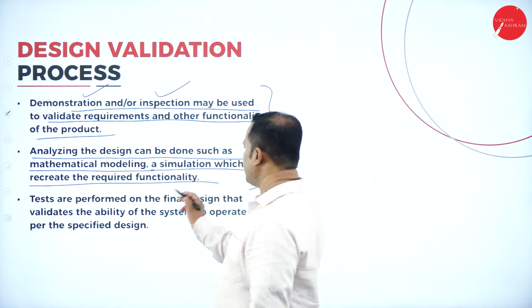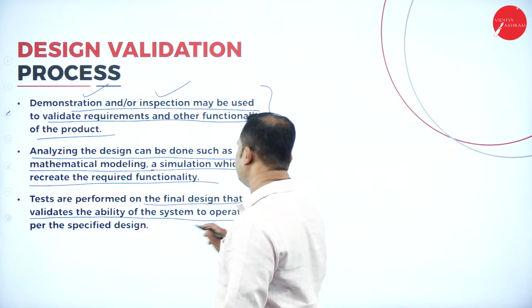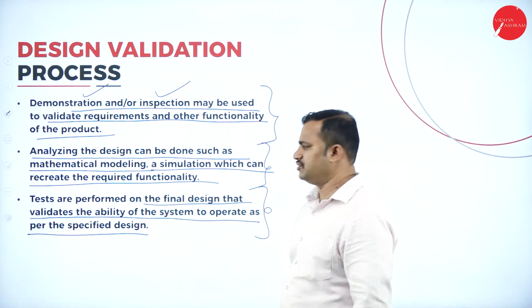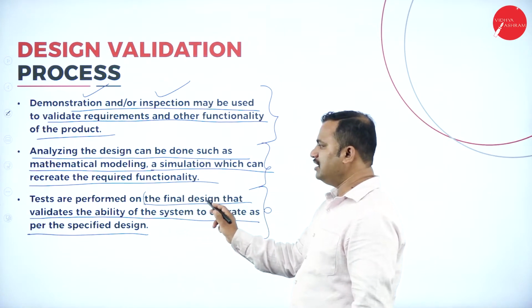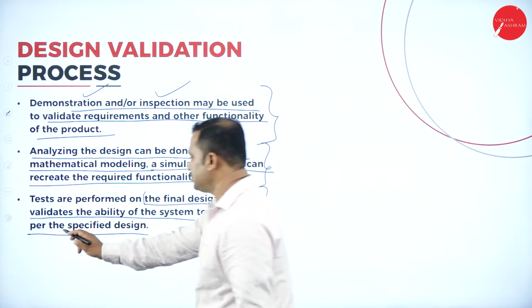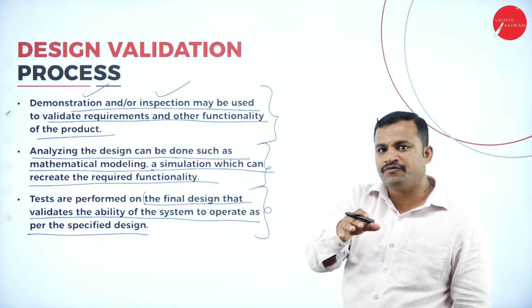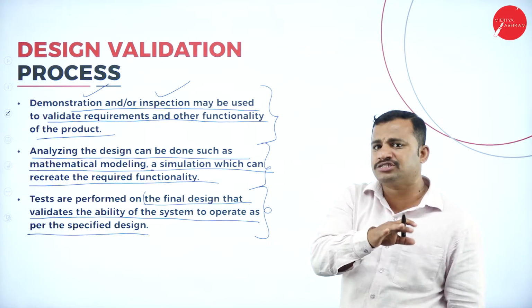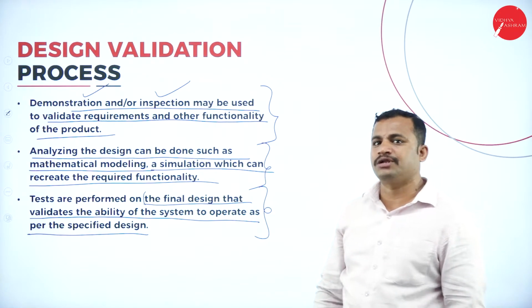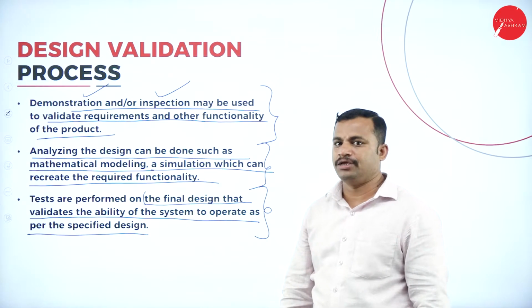Then, tests are performed on the final design that validate the ability of the system to operate as per the specified design. What is the meaning of this? Please look at it. The final design validates the ability of the system to operate as per the specified design. That means we have a new system that is specified with certain specifications. The validation of the existing is done and compared with the new system requirements so that it can be incorporated into the new system. That is the meaning of this.